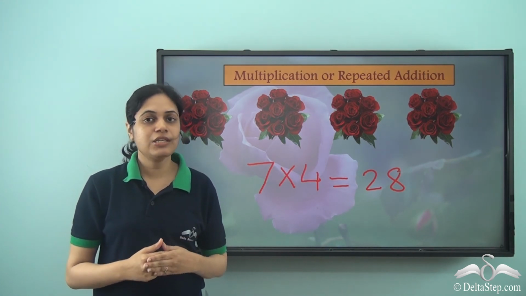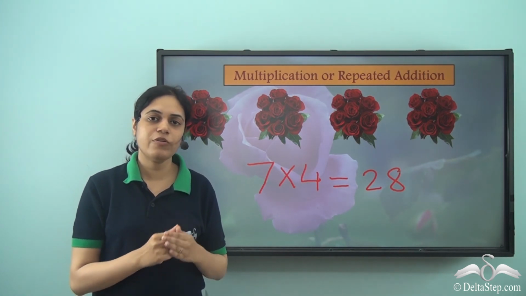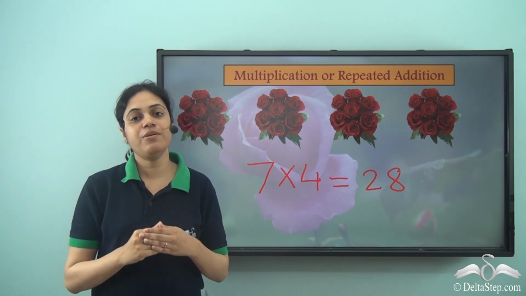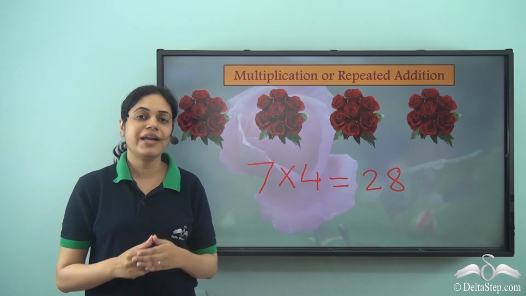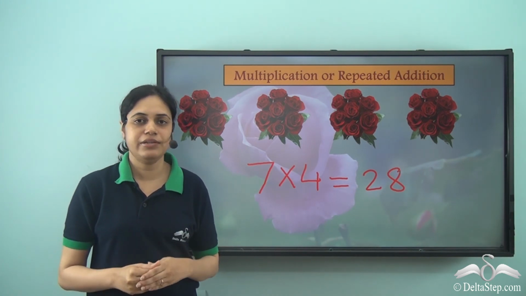So do write your own multiplication table of 6 and 7 and remember it by heart, because it's very useful when you need to add 6 or 7 repeatedly.